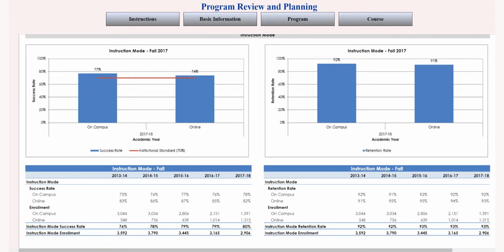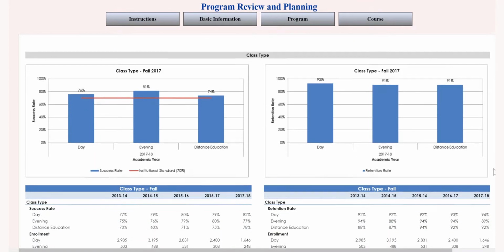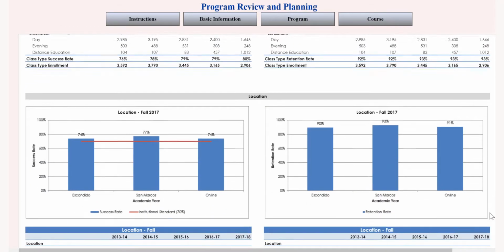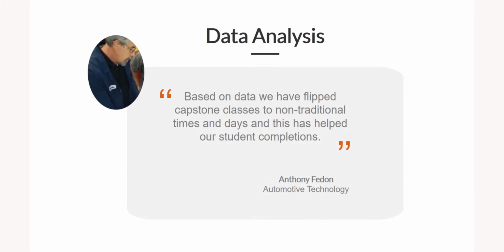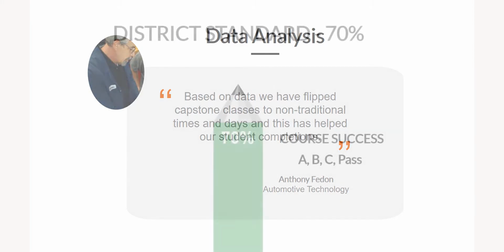This is some really fascinating stuff. Listen to what our automotive technology program learned from examining their course and program data. Based on data, we have flipped capstone classes to non-traditional times and days, and this has helped our student completions.